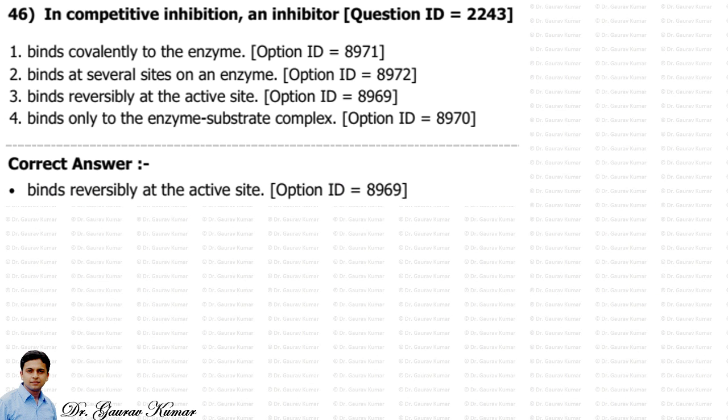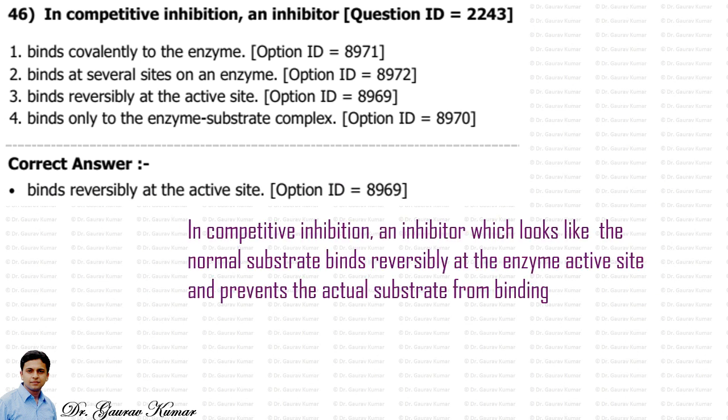Next question, in competitive inhibition, an inhibitor which looks like the normal substrate binds reversibly at the enzyme active site and prevents the actual substrate from binding.